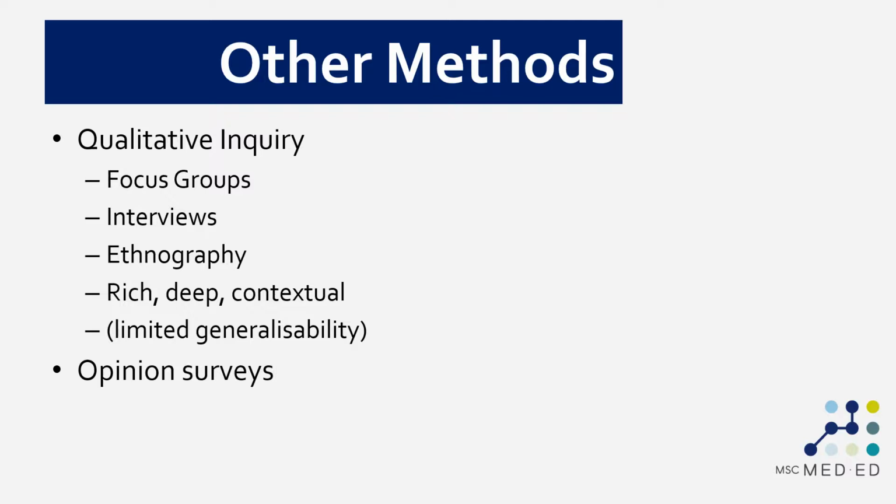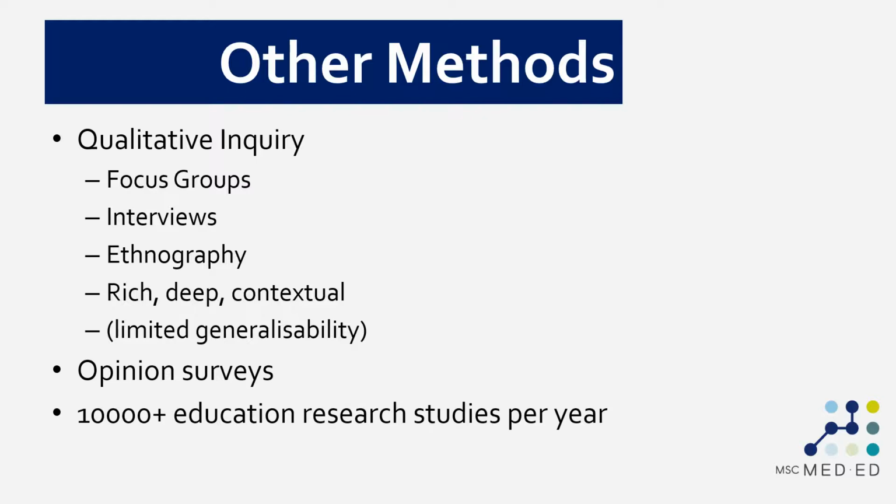There's also a huge amount of education research that's based upon opinion surveys. We ask students, how was it for you? Did you like it? Did you engage with it? We might ask educators the same thing. There are over 10,000 education research studies published every year, and the vast majority of them, as I said, aren't systematic reviews of randomized controlled trials or even randomized controlled trials. A lot of them are the sorts of methods that you see in front of you, or other methods that are very low on a traditional hierarchy of evidence.